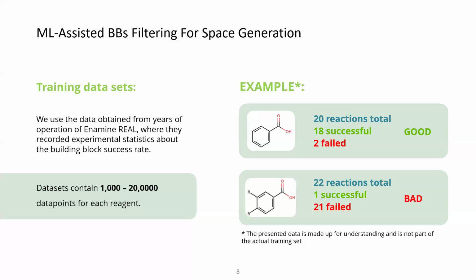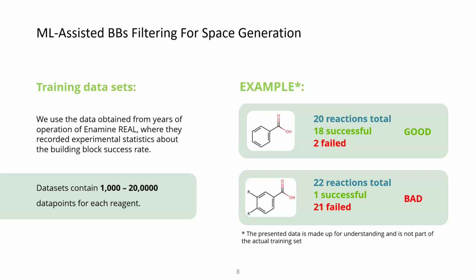the data that they obtained during their experimental validation, and they kindly said yes. So this is how we obtained not only the data for the validation, but also the statistics obtained during the years of operation of Enamine REAL, so the compounds that they synthesized within this space. And this data was manually curated, so it was a pain to clean up, but it was a very interesting challenge. We ended up having data sets that contain anywhere from 1,000 to 20,000 data points.